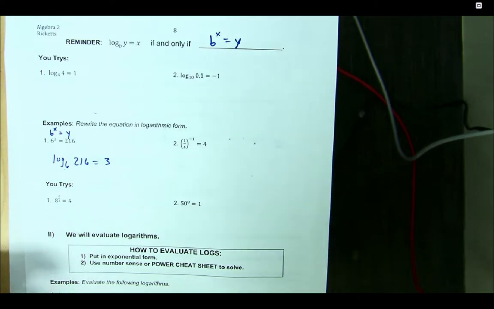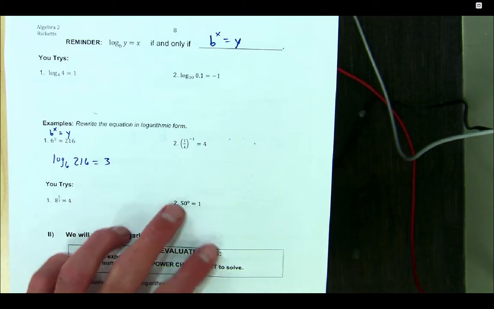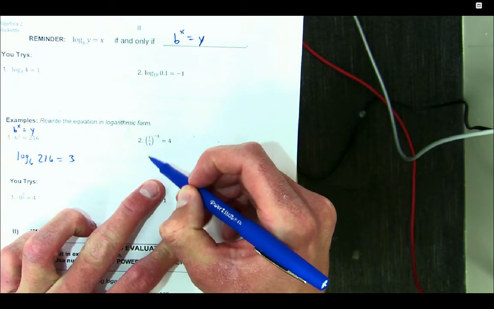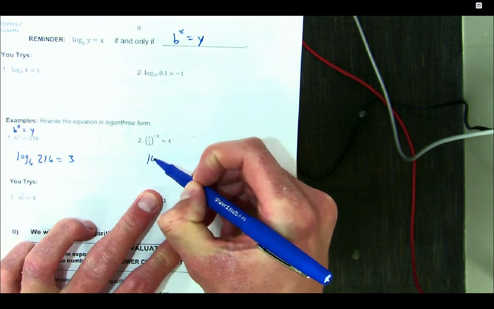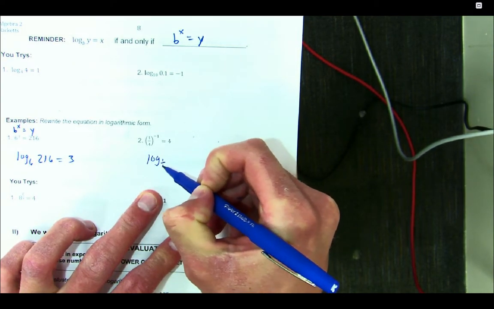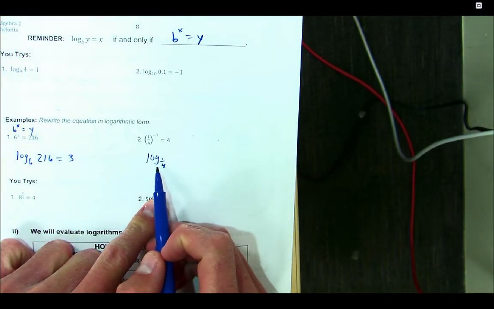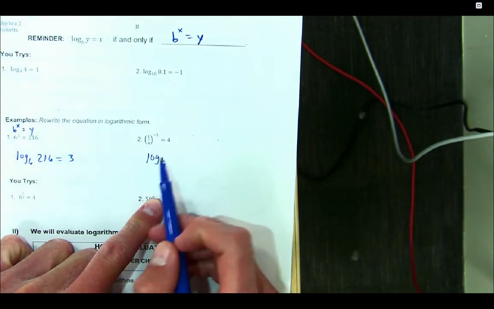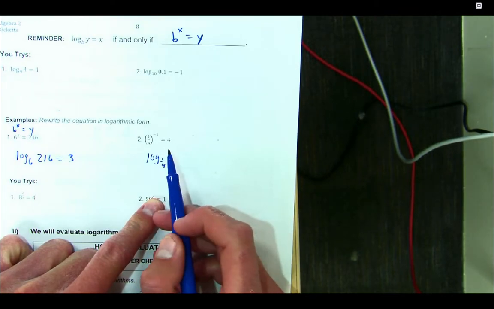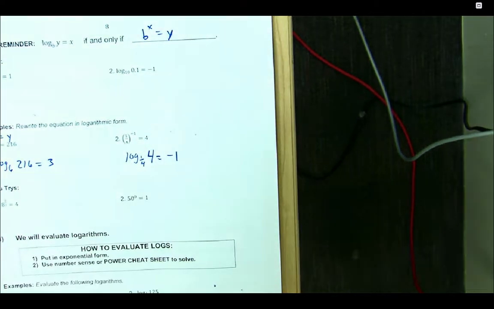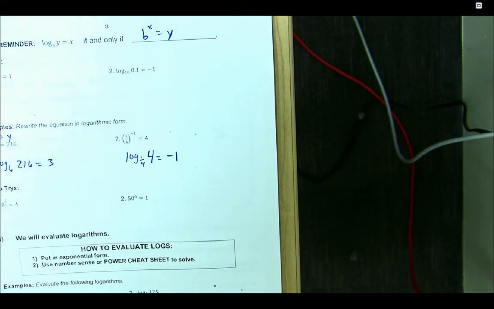This one tends to be a little bit trickier for people, so let's just do a couple more of these. My base of my exponent is 1/4, so the base of my log will be 1/4. To the power of -1 equals what's next to. So 4 has got to be what's next to, and then -1 has to be what's over there. 1/4 to the -1 is equal to 4, and that is true.